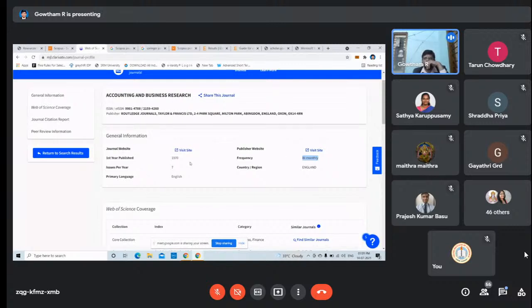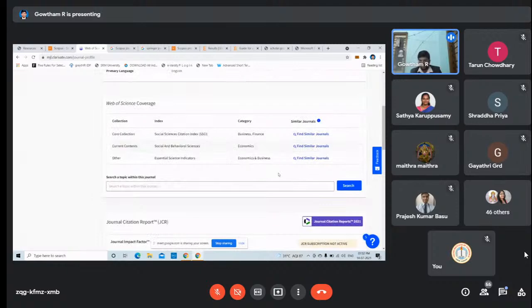They have 7 issues. So basically it should be 6 issues because if it is bi-monthly, it has to be 6 issues, but maybe they might have one special issue also. A special issue is also counted, so they have 7 issues. Country is England.